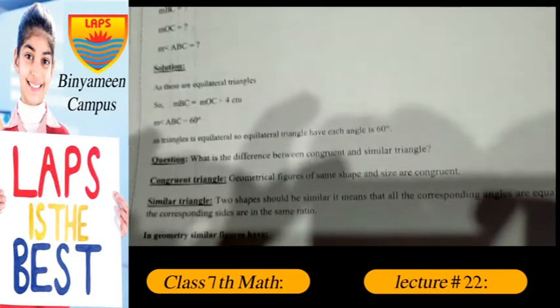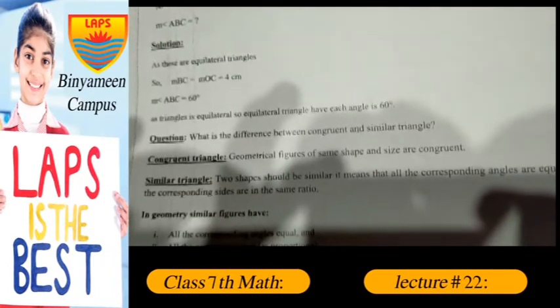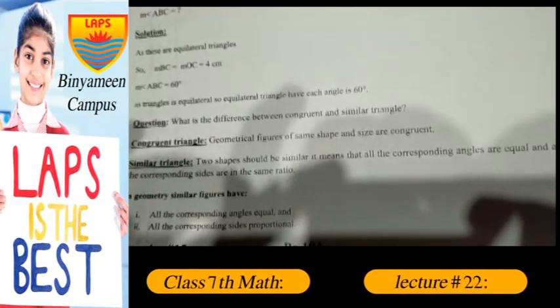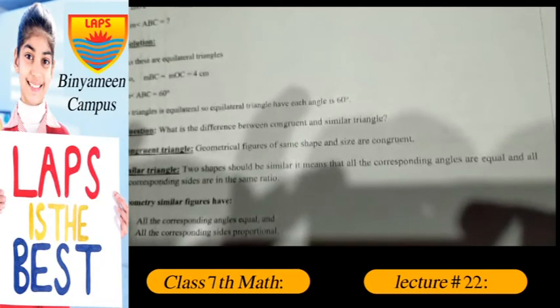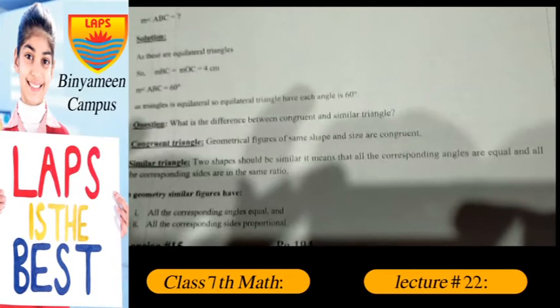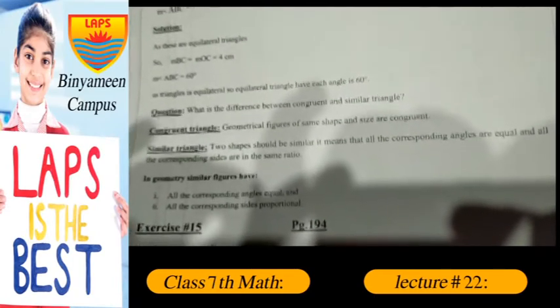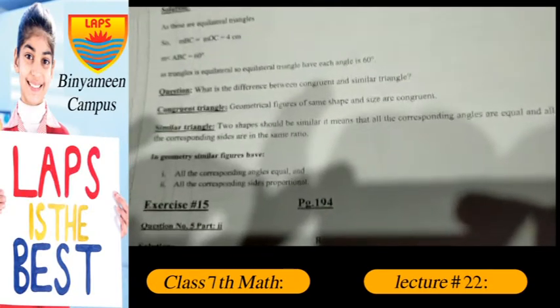What is the difference between congruent and similar triangles? Congruent geometrical figures are of the same shape and size, while two shapes that are similar have all corresponding angles equal and all the corresponding sides in the same ratio. In geometry, similar figures have all the corresponding angles equal and all the corresponding sides proportional.